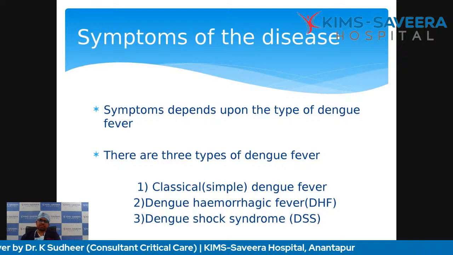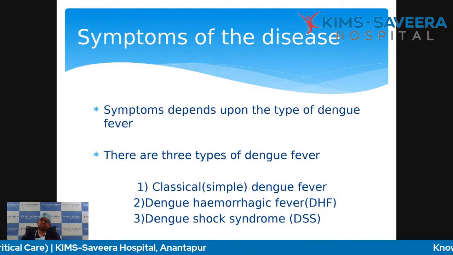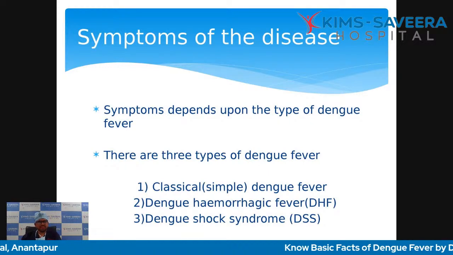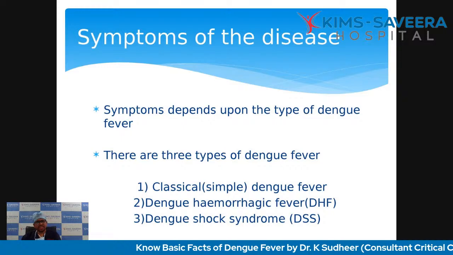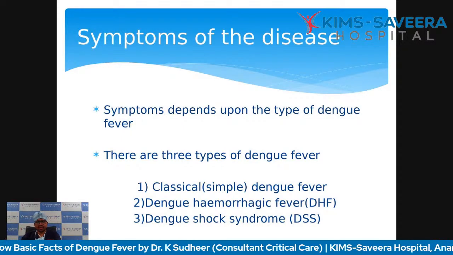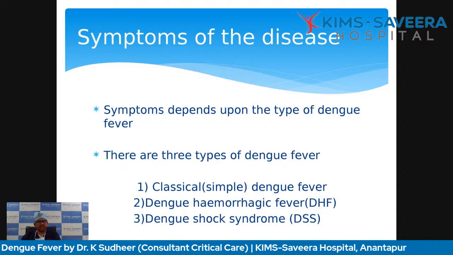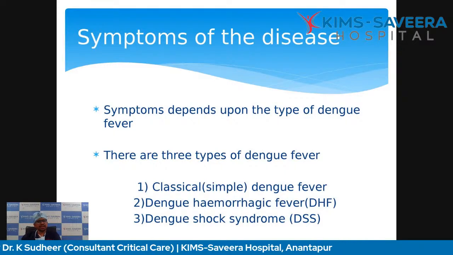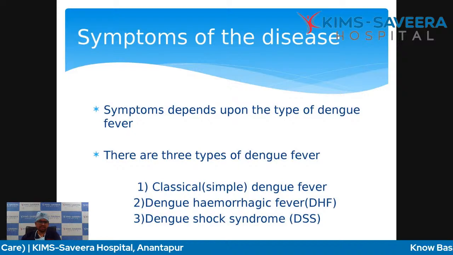What are the symptoms of dengue disease? The symptoms depend upon the type of dengue fever. We can simply classify it into three types: classical or simple dengue fever, dengue fever with hemorrhagic signs, known as dengue hemorrhagic fever, and dengue with shock syndrome, where we have multi-organ dysfunction, which we will discuss in detail.